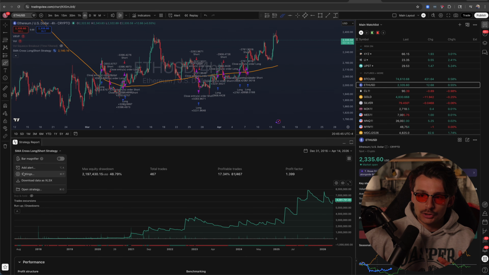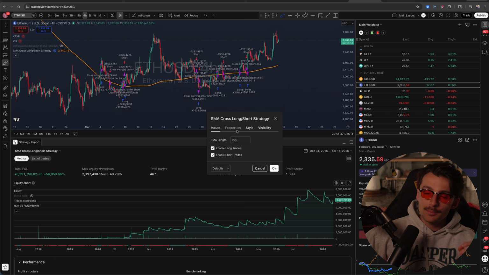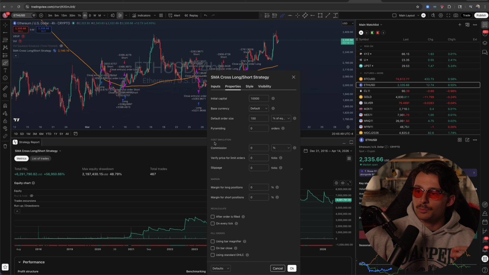So that's overfitting, that's repainting, but there's a couple other things that we need to be aware of before we dive into stress testing with Claude or any other LLM. If we look inside of our strategy on TradingView, there's a settings option. In the properties, we have the ability to put in a cost simulation. So we can put in commissions, we can put in slippage.